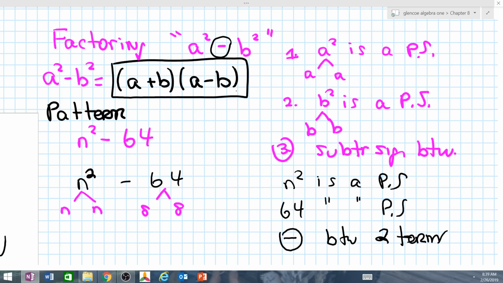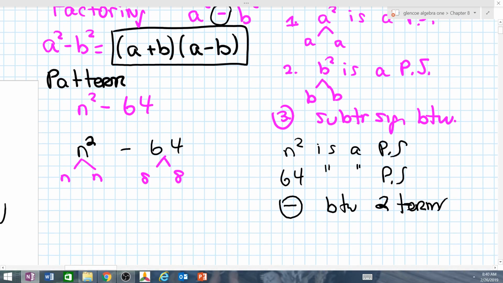So let's take our first example, and let's factor the difference of two squares in the problem n squared minus 64. Question number 1, is there a GCF? No. Question number 2, is n squared a perfect square? Yes, it is. It factors to n times n. Is 64 a perfect square? Yes, it factors to 8 times 8. Is there a subtraction sign between them? Yes, there is. So your answer is going to be n plus 8 times n minus 8.